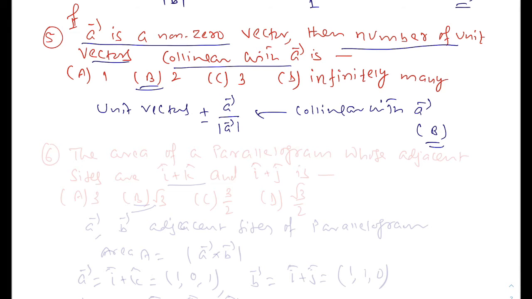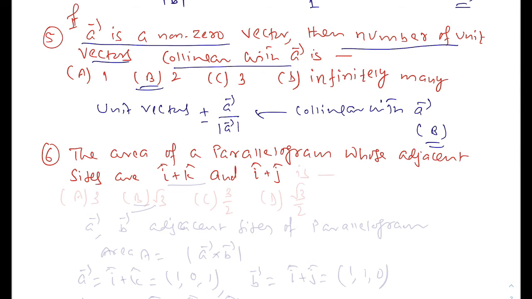Okay. Next. The area of a parallelogram whose adjacent sides are I plus K and I plus J is blank. Options are 3, root 3, 3 by 2, root 3 by 2.